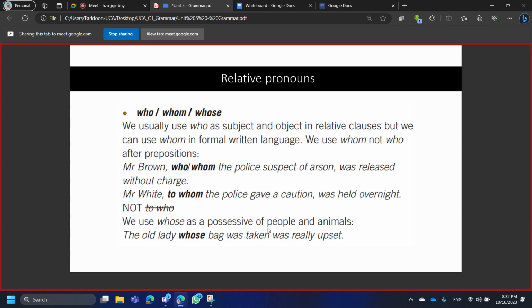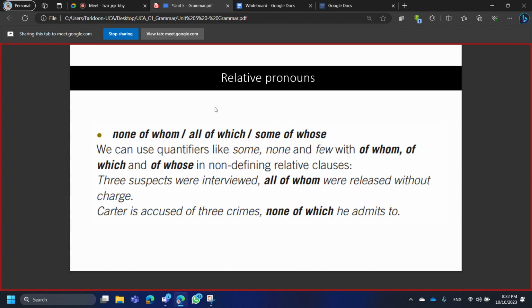You can do the same with things. I'm going to give you one example. Unfortunately, I cannot write it, but let's say the door whose handle is red belongs to Mr. Brown. It means that if you go to the door that has a red handle, the person living on the other side of it will be Mr. Brown.